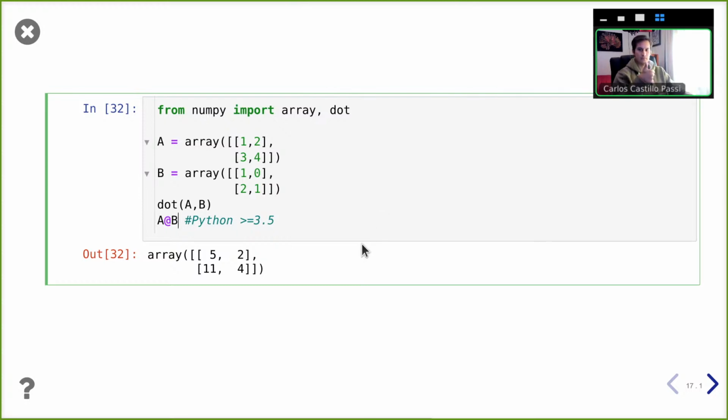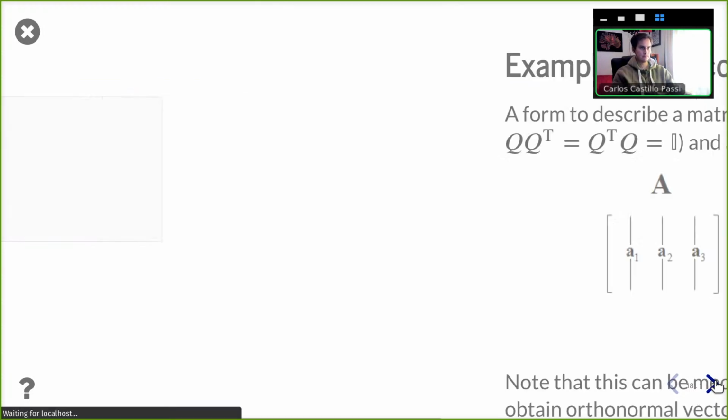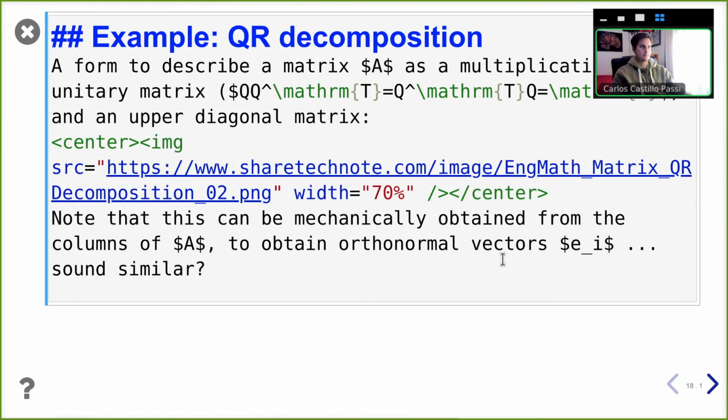Clear? No? Can you explain something again? No? Yes? Perfect. So let's continue then. This is a little bit too large again. Maybe 65.